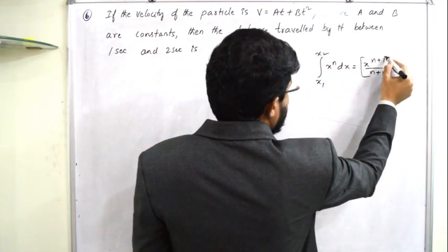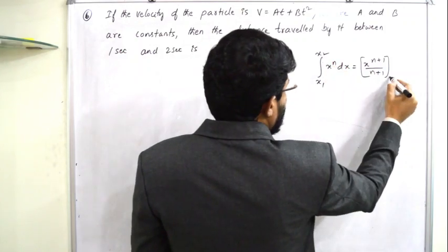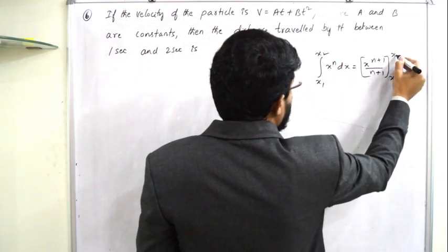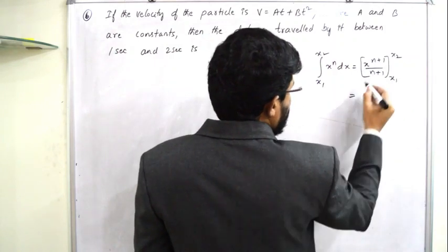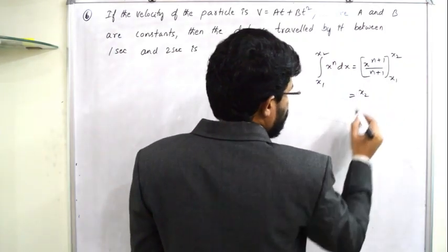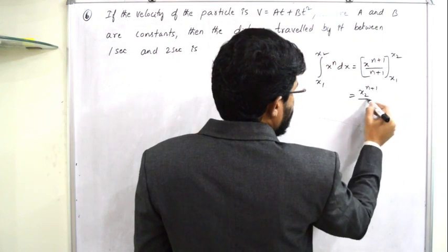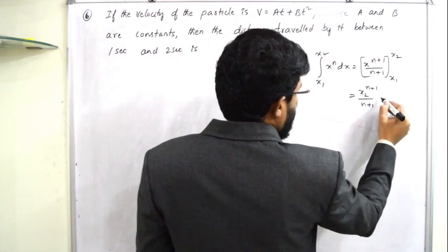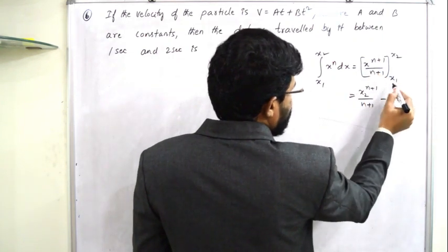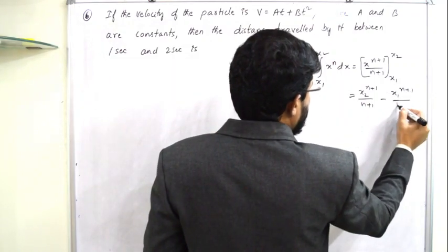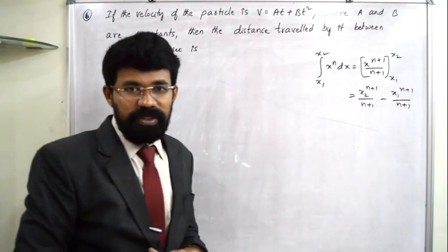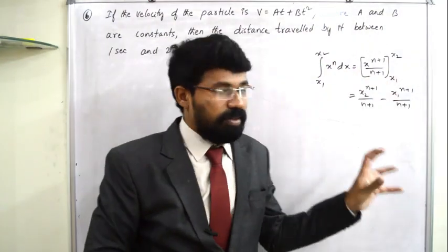After writing this, I have to apply these limits. I will write lower limit here, upper limit there. Let us replace x with x2: x2 power n plus 1 by n plus 1, minus replace x with x1: x1 power n plus 1 by n plus 1. This is what you should remember.